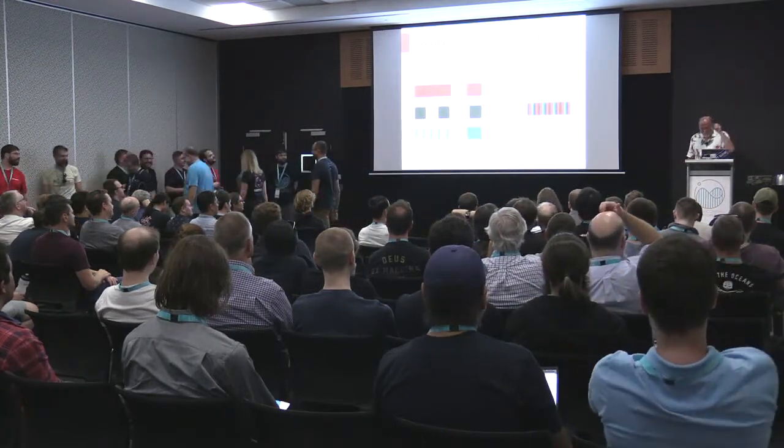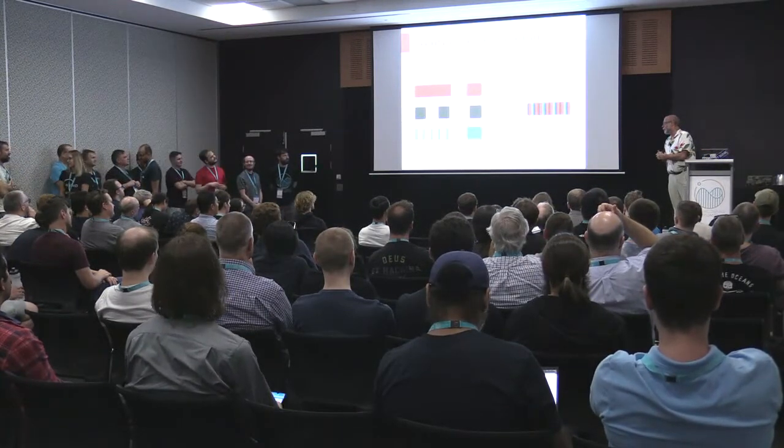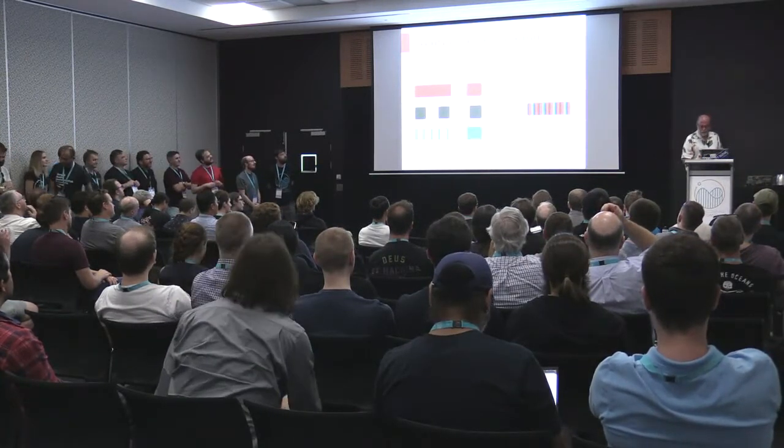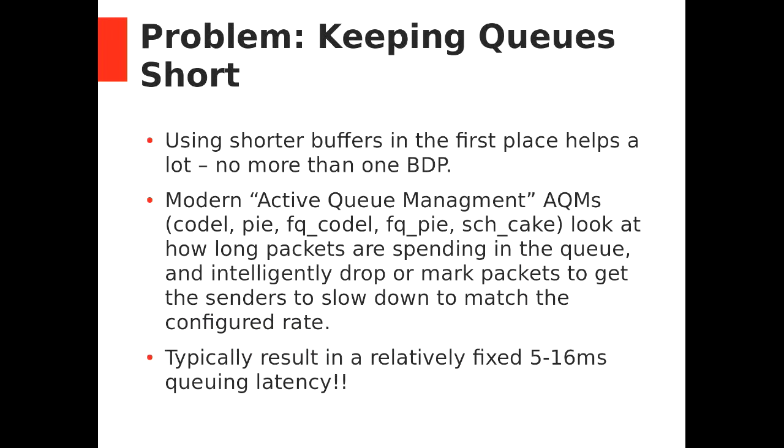So fair queuing is a technique that is part of the FQ-CoDel algorithm. It's been a technique known for years, and it's probably the most common technique for mixing up different kinds of flows so that you get the minimum amount of latency for them. We still have to have some kind of algorithm, though, that can look at the size of the queue.